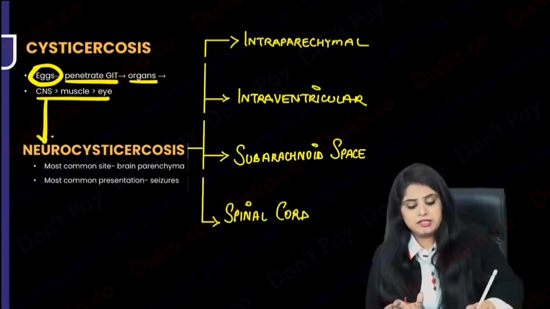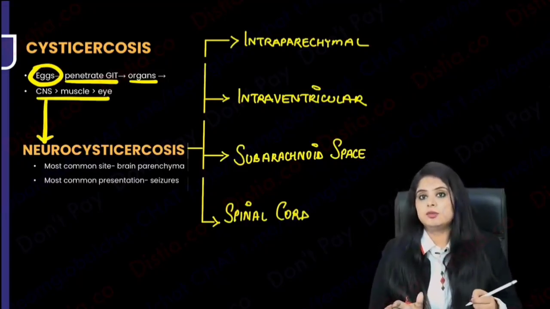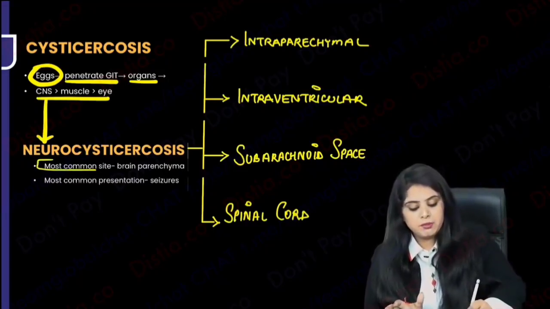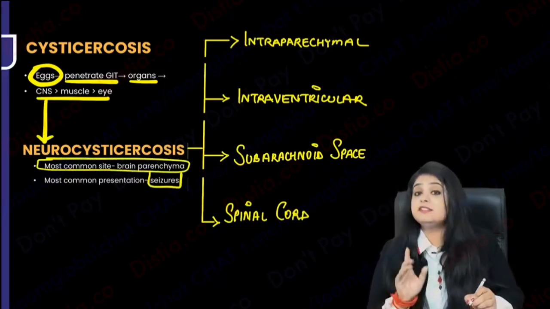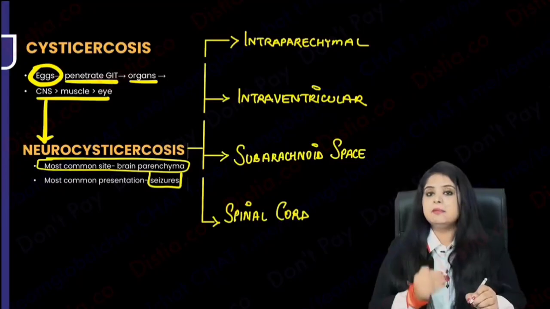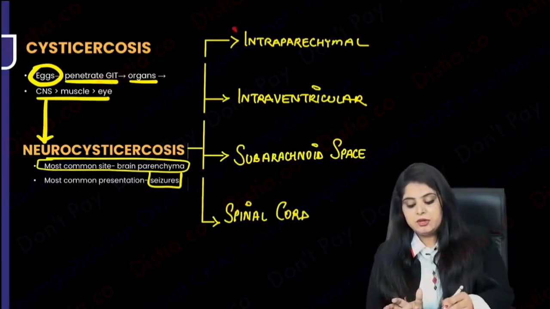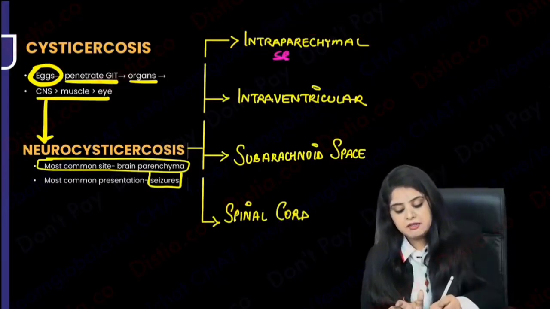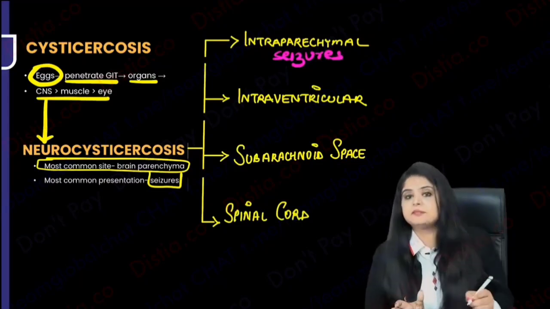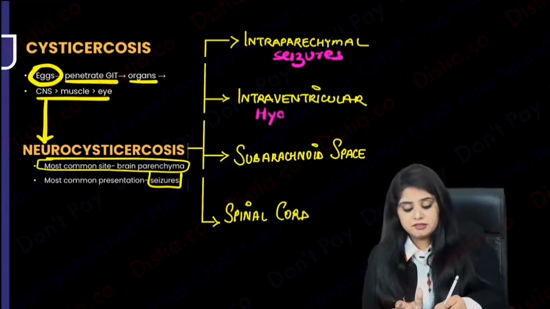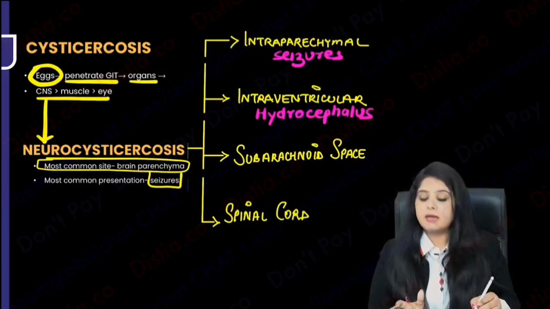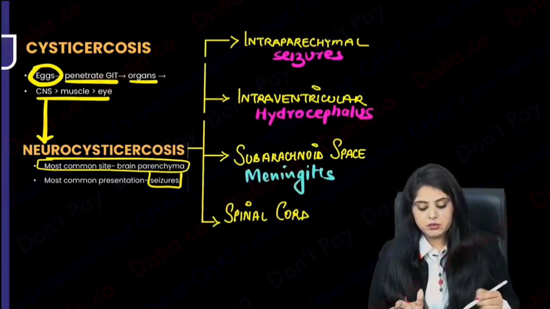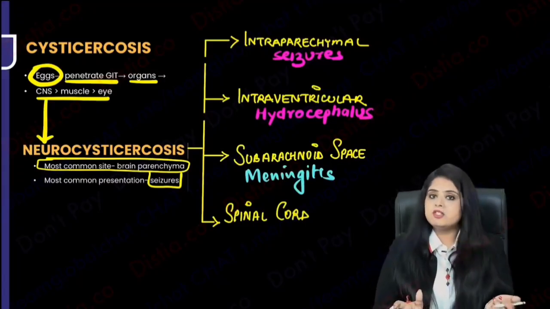And if it goes to the CNS, I call it neurocysticercosis. We all know that the most common site is going to be the brain parenchyma, and the most common presentation is seizures. Most common, but different segments of the brain can be affected. If it goes into the parenchyma, I agree that the patient is going to have seizures. If it goes into the ventricles, the patient is going to have hydrocephalus. Of course, it can go into the subarachnoid space. It can go into the spinal cord. So different presentations are known. If it goes into the subarachnoid space, that means it has gone into the meninges.